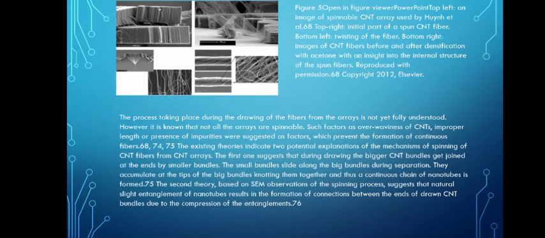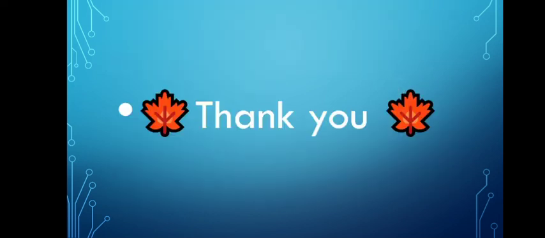The process taking place during the drawing of the fibers from the arrays is not yet fully understood. However, it is known that not all the arrays are spinnable. Factors such as waviness of CNTs, limited length, and the presence of impurities were suggested as factors which prevent the formation of continuous fibers. The existing theories indicate two potential explanations of the mechanism of spinning CNT fiber from CNT arrays.